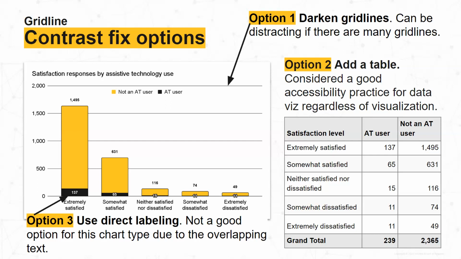Yeah, great question. For those of you on Zoom, the question was around grid lines and when they matter. Like, when do you want to maybe not use as much contrast in grid lines? Great question. Option one here is to darken the grid lines. And I actually don't typically like this option.